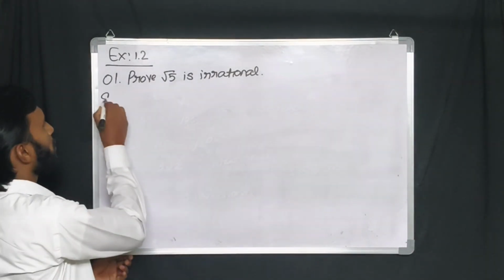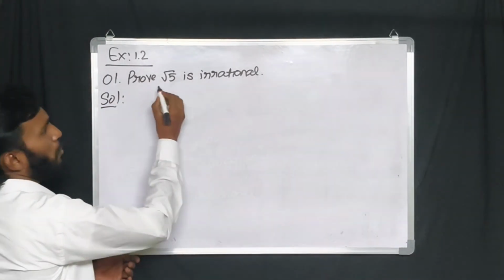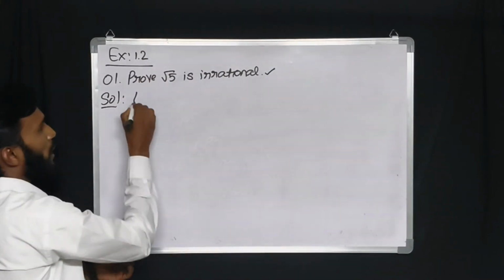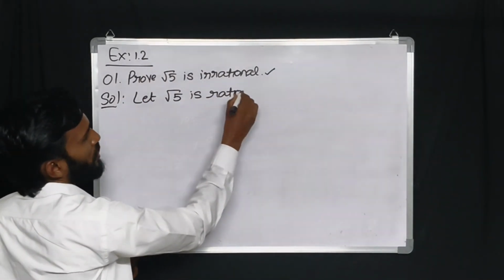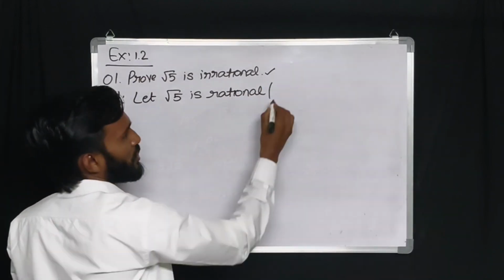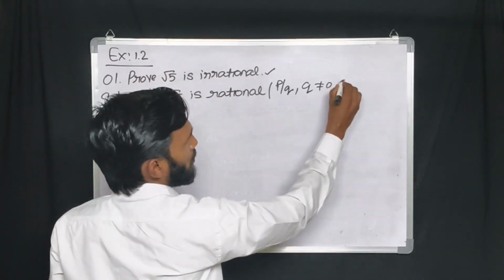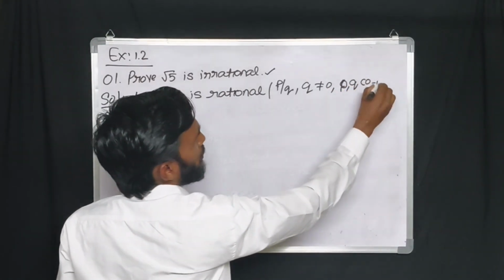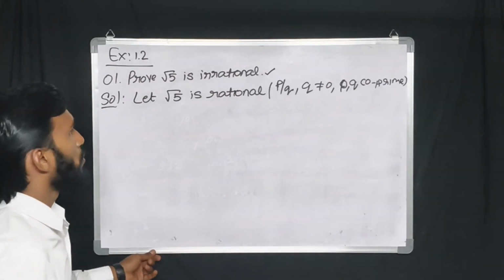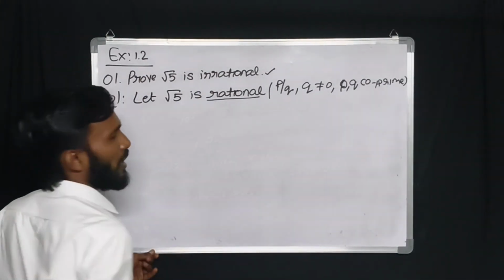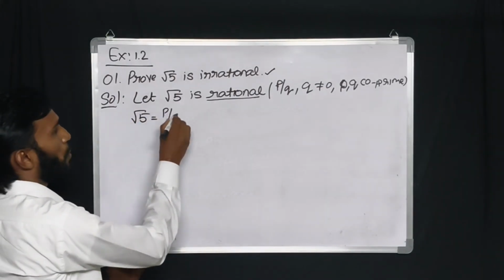Same as before, to prove anything in mathematics, we go against the given statement. What is given? Prove root 5 is irrational. So let us take root 5 is rational. Rational in the sense we know the rational form: p by q, where q is not equal to 0, and p, q are co-primes. This is the first step. Now we assume root 5 is rational, then take root 5 equals p by q.